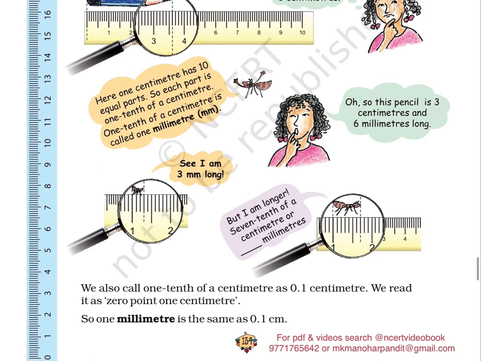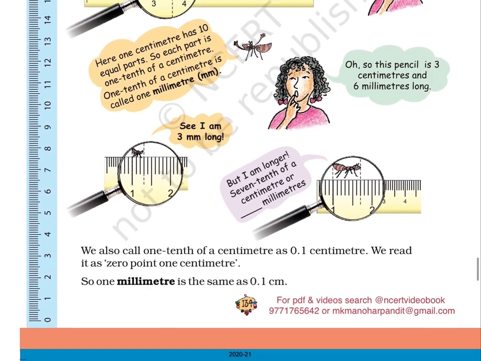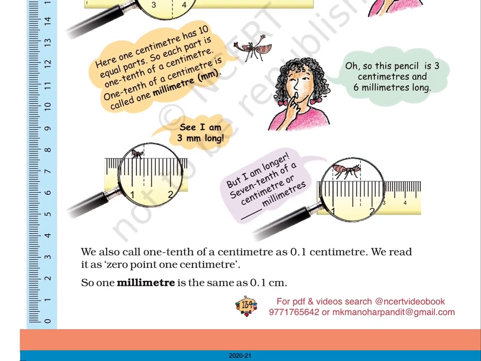And that same fly then sits on the scale and tells us, when we look at it through the lens, see, I am 3 millimeters long. Meanwhile, Anju now realizes that the pencil is how long? Oh, so this pencil is 3 centimeters and 6 millimeters long.